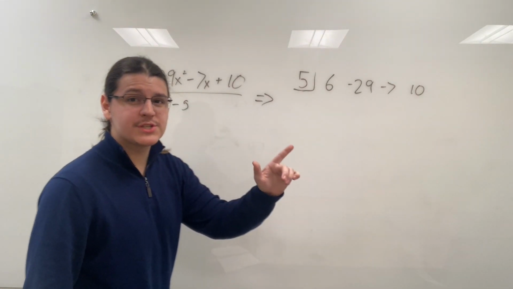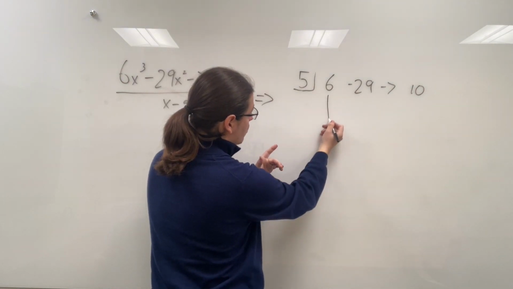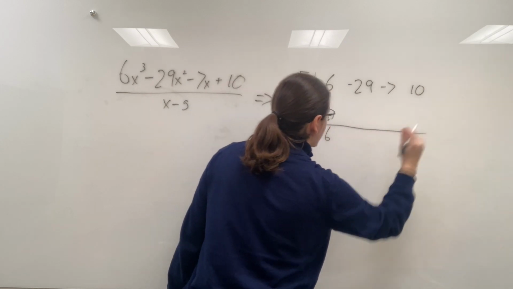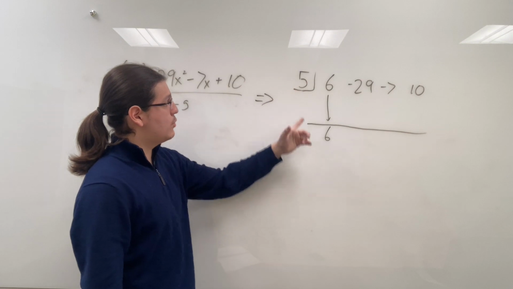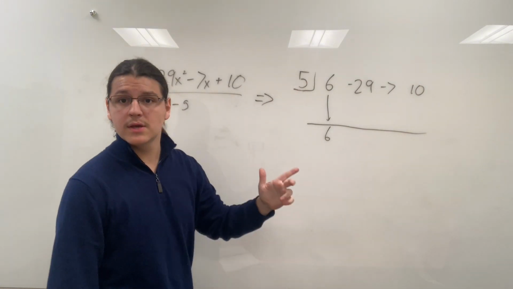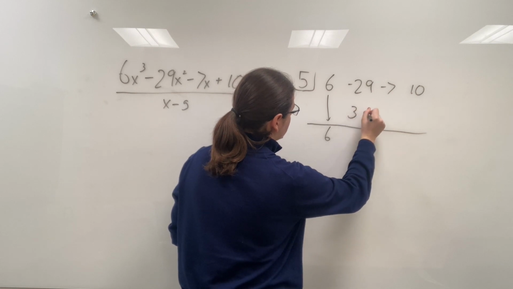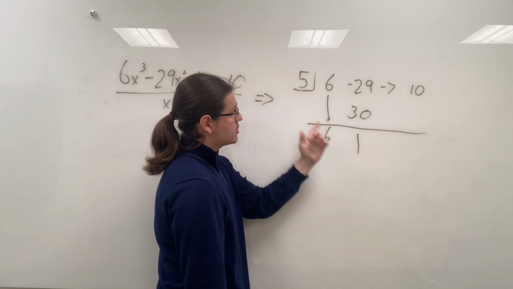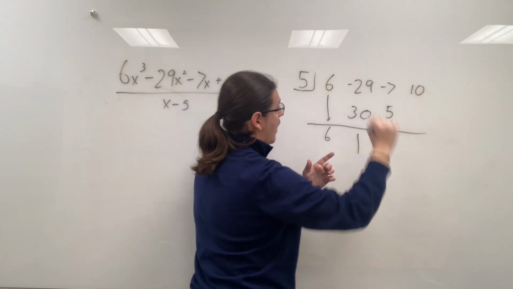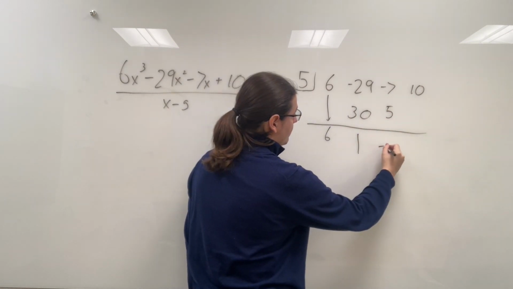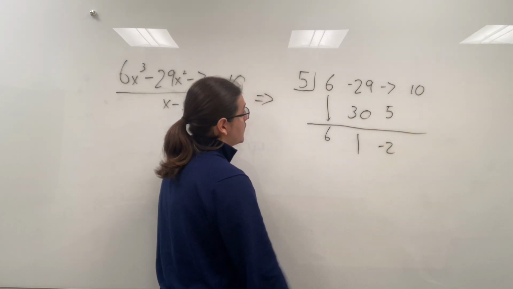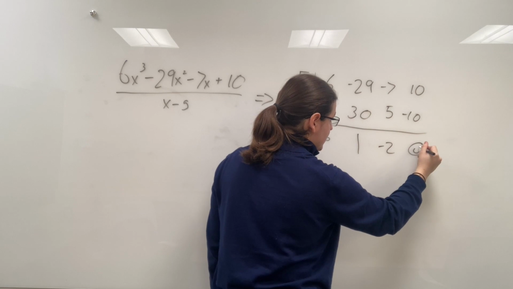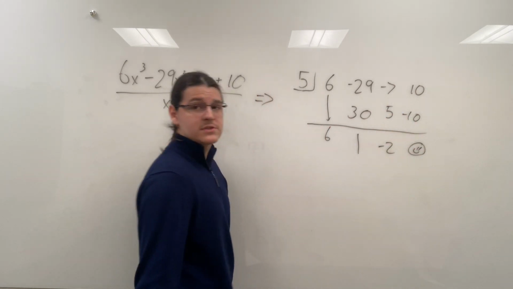So, how this starts is first we have to bring down the first term. It's going to write a line. Now what we do, we multiply these two terms together. 5 times 6 is 30. Adding down, we get 1. Multiply again, 5. Adding down once more, minus 2. 5 times minus 2, minus 10. Add down and we get a very nice remainder of 0.